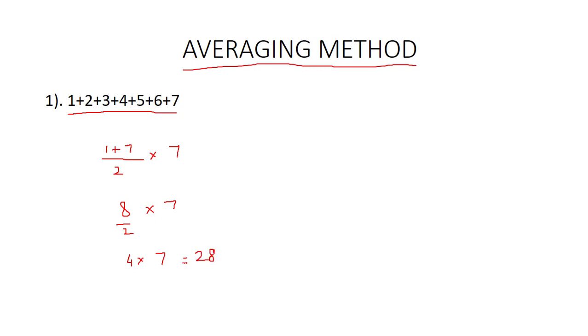So using the averaging method, you can get the sum very easily, where you take the sum of the first and the last digit divided by 2 to get the average and then multiply it by the total number of numbers in this example. Let us see one more example. As you can see, all these numbers have a difference of 6 between them, and this difference is constant. So you can use the averaging method in this example.